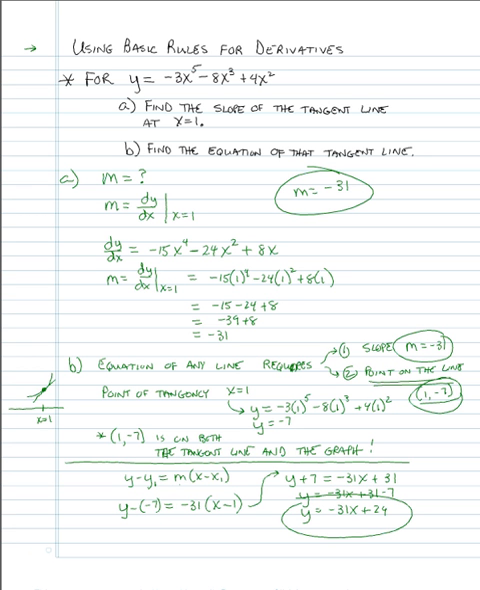I want to finish this section with a pretty interesting problem. We're going to find places on a graph with a specific slope, not find the slope of. We are given a slope, and we want to know where the graph has tangent lines with that slope. So that's on the next page.